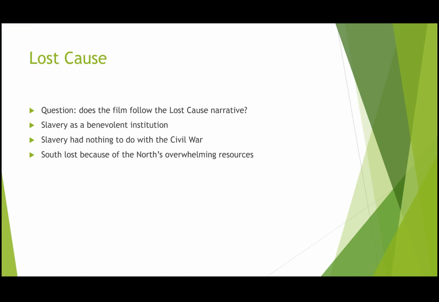Your textbook outlines two of the three pieces of the Lost Cause narrative. The first part of the Lost Cause portrays slavery as a benevolent institution where slaves were cared for and were relatively happy. The second part argues that slavery had nothing to do with the Civil War, right? The South seceded to preserve states' rights. And the third part, which isn't in your textbook, argues that the South lost the Civil War because the North just had more resources and troop numbers. This helped portray Southerners as honorable fighters who would have won the Civil War if both sides had equal resources.